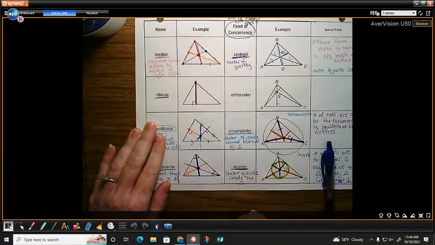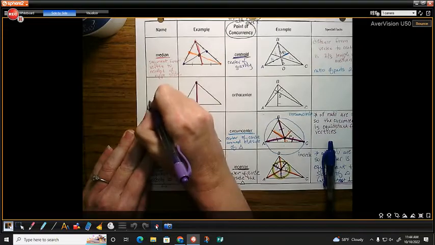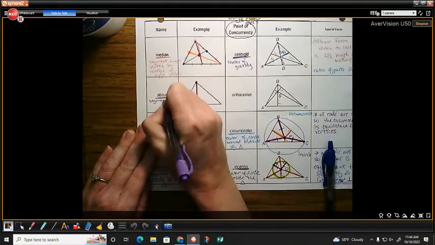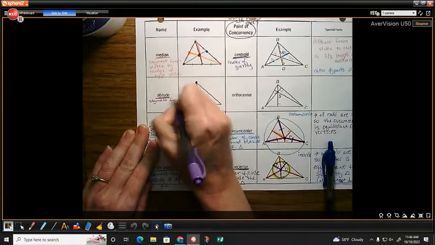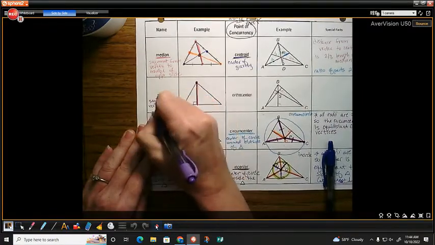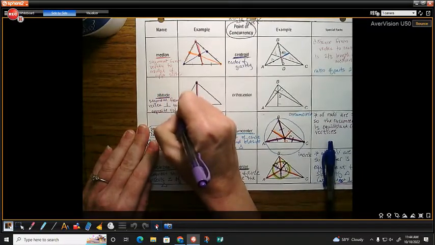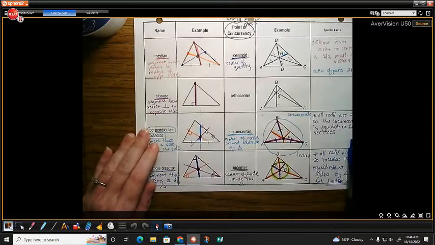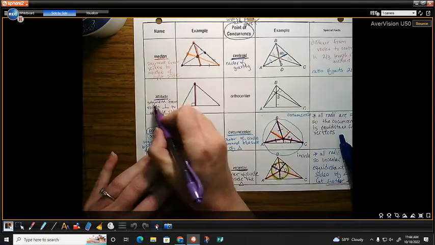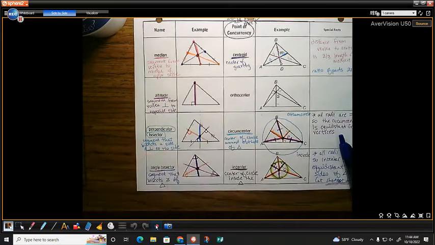from the opposite side. And so that's literally the definition of an altitude. It's a segment from the vertex perpendicular to the opposite side. Segment from vertex perpendicular to opposite side.